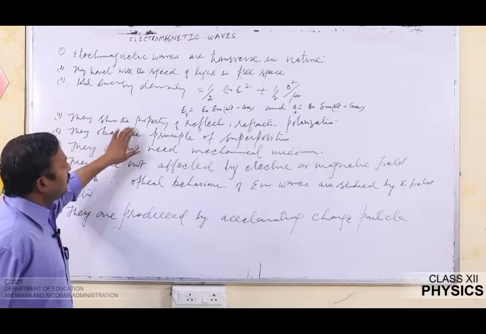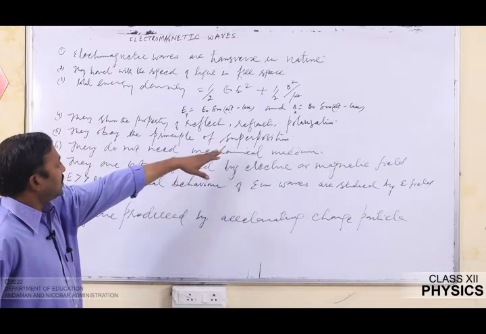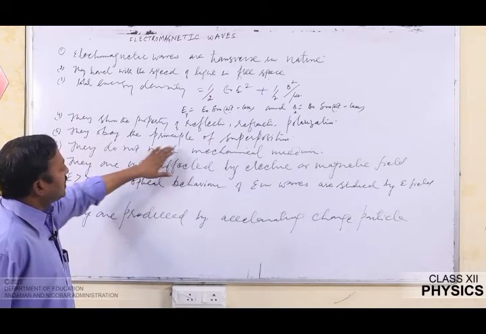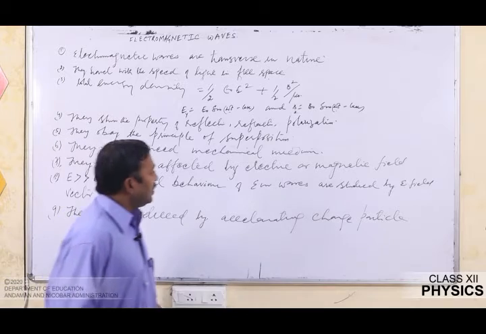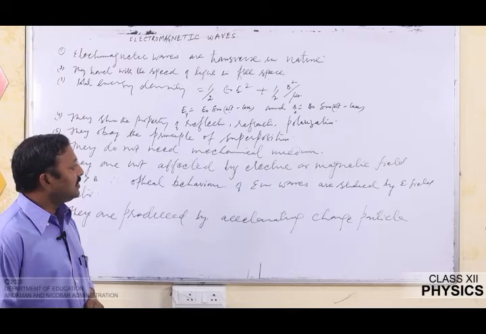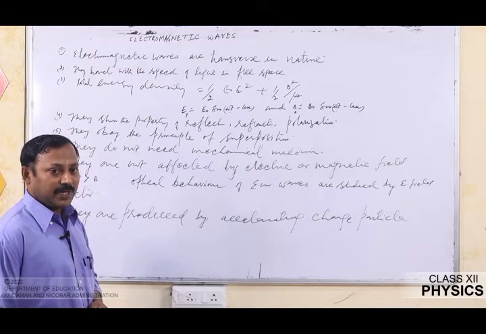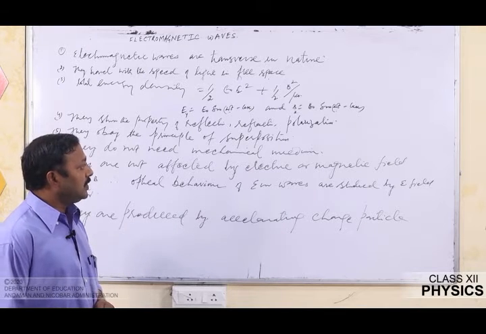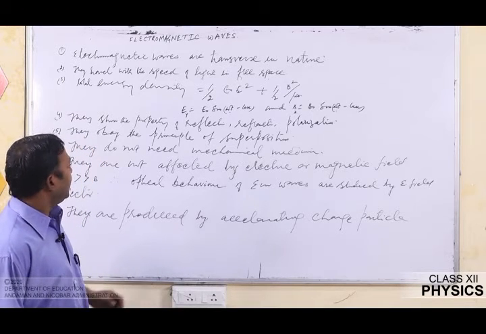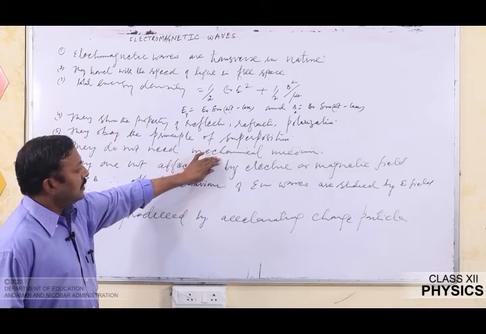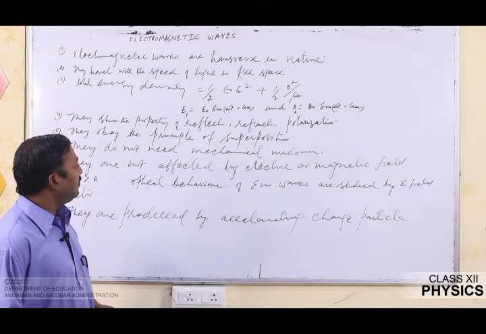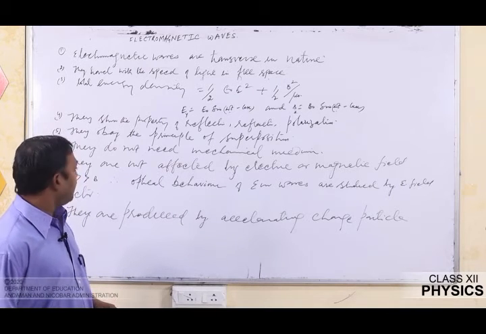Next one, they show the property of reflection, refraction as well as polarization and interference, which we will study in the next chapter. They obey the principle of superposition, which you already learned in 11th class. It says that the total displacement of waves which are interfering will be equal to the sum of the displacements of the individual waves interfering at a particular point. They do not need a mechanical medium, unlike mechanical waves, and they show the transverse property.